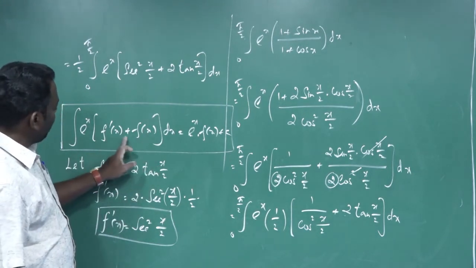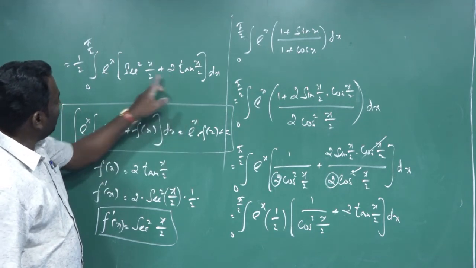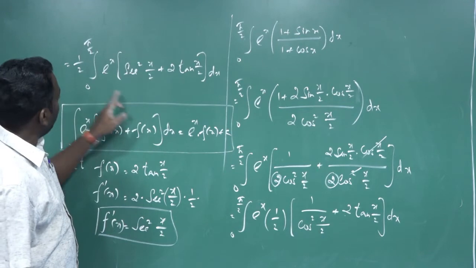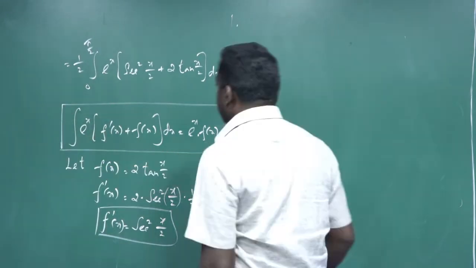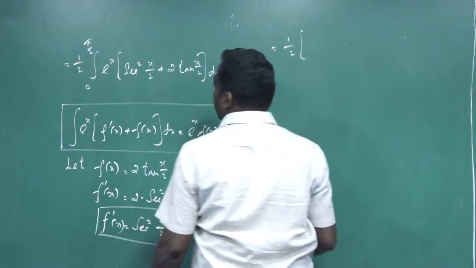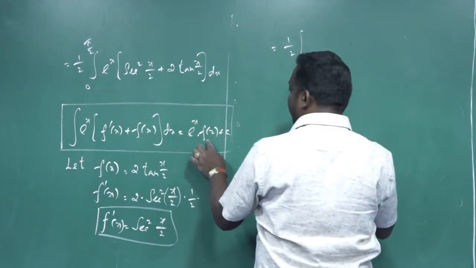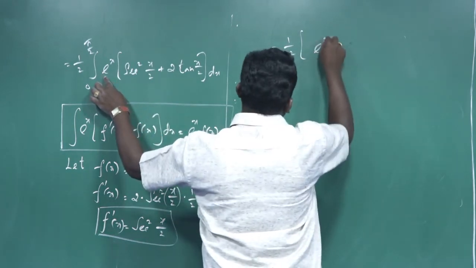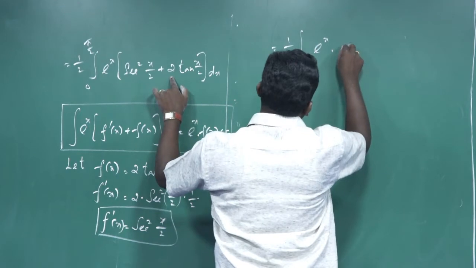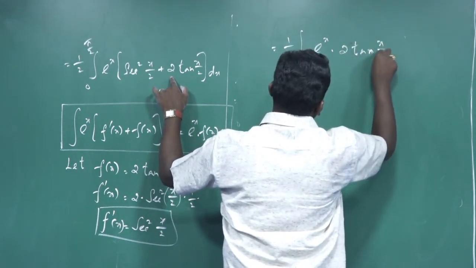f dash of x plus f of x, that is equal to e power x into f of x. Here it is f of x, and this is f dash of x. Therefore this integration finally becomes e power x into f of x. Next line, that is equal to 1 by 2 outside, integration of this one, that is equal to e power x into f of x. e power x as it is, into f of x is called 2 times tan x by 2.